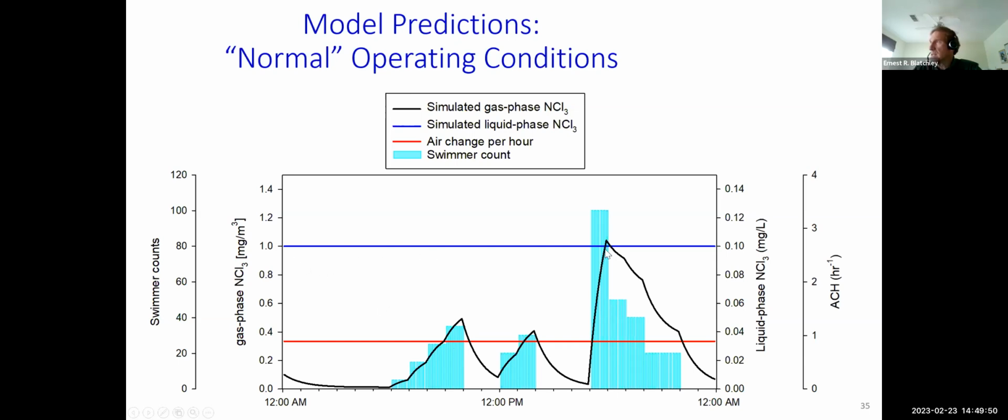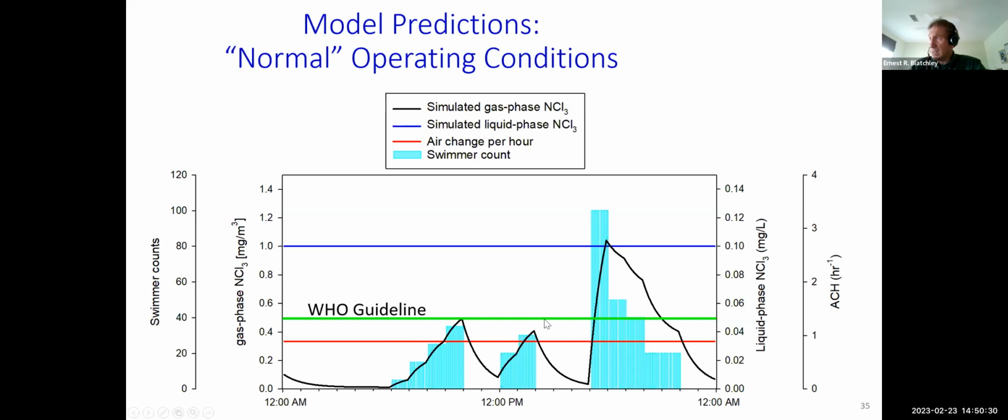And then the blue line is an assumed value of the liquid phase trichloramine concentration. For this particular simulation, we assumed 1/10 of a milligram per liter of trichloramine, which is typical for what we observe in these facilities. And then the black line represents what the model predicts in terms of the gas phase trichloramine concentration. Now, we're interested in maintaining that gas phase trichloramine concentration below some sort of guideline value. This is one of the guidelines that's out there in the literature. It was developed by the World Health Organization. They suggested 0.5 milligrams per cubic meter as a guideline. In other words, we want to stay below that.